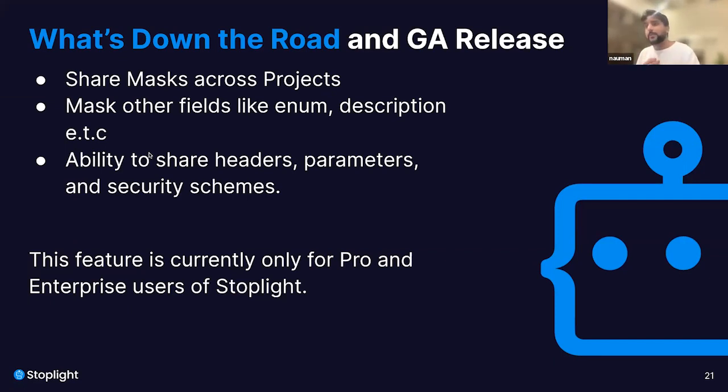Talking about what's down the road for masking and component libraries, like I showed you today, you can mask things within component libraries and within APIs, but sharing these masks as separate entities is something that we want to do, so that you can create masks within component libraries and share them with other projects too, not just within models. You can mask other fields like enums and other validation properties, like let's say the minimum, maximum value. We're looking for feedback as to what other things you would want to mask.